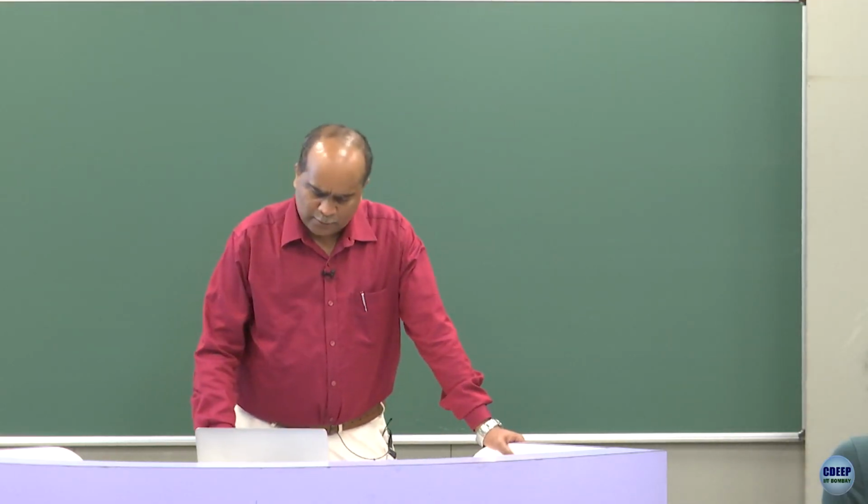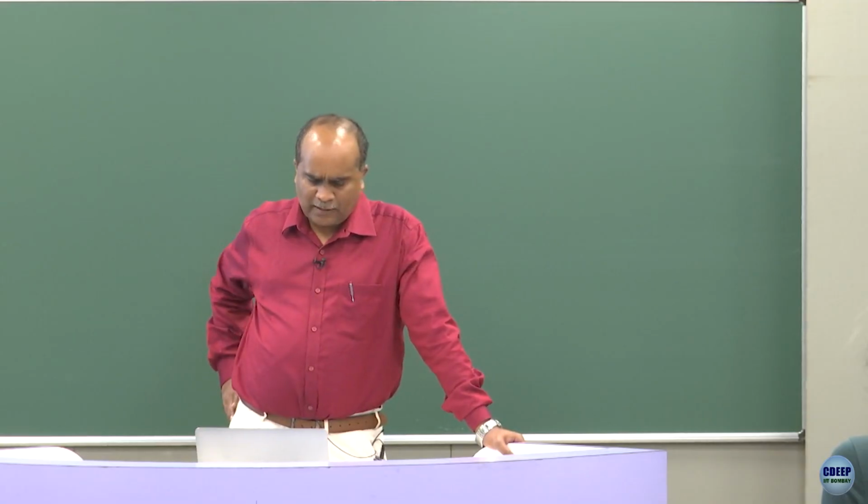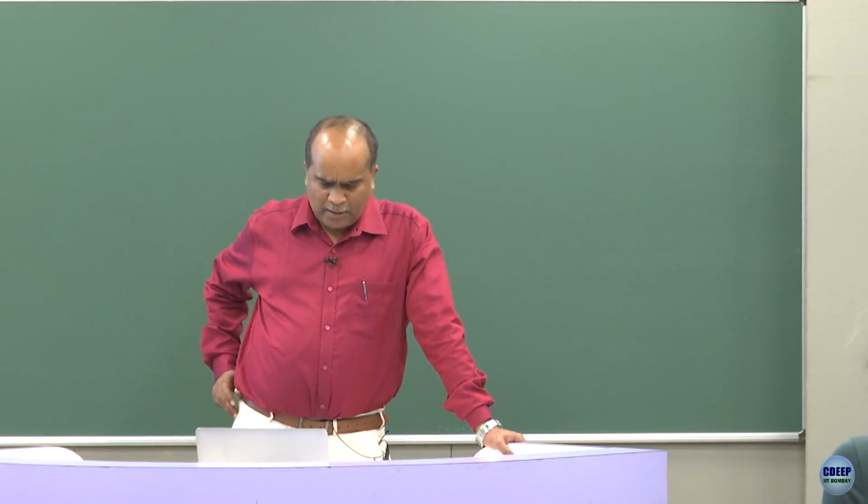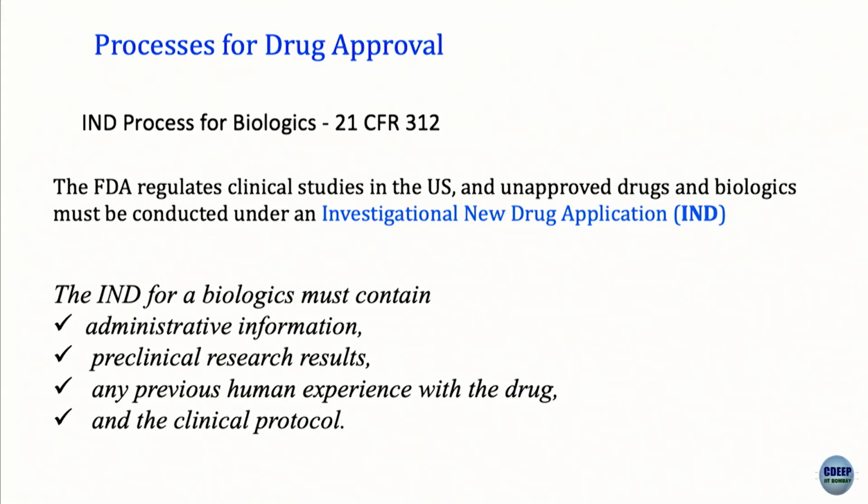For USA and also for Europe it is EMA, and for our country it is CDSCO. Every country has their own way of doing. So, process of drug approval, the investigational new drug process for biologics, it should be 21 CFR 321. These are all documents. You probably once you enter into this process you will remember this, but at the moment it's okay even if you don't remember.